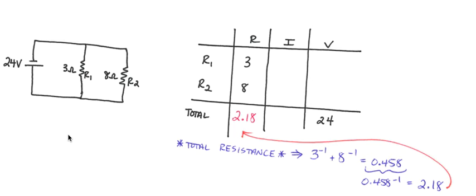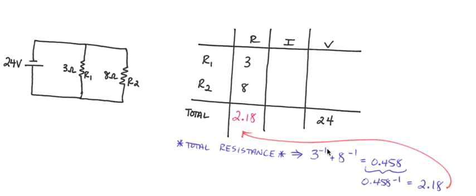The way we do this is we add up their inverses. So instead of adding 3 plus 8, I add 3 to the negative 1 plus 8 to the negative 1, and I will get an answer. And then I raise that answer to the negative 1. So it's kind of the exact opposite of what I did in series. Instead of adding them up, I add up the inverses and then take the inverse of that answer. So you just take the inverse each time.